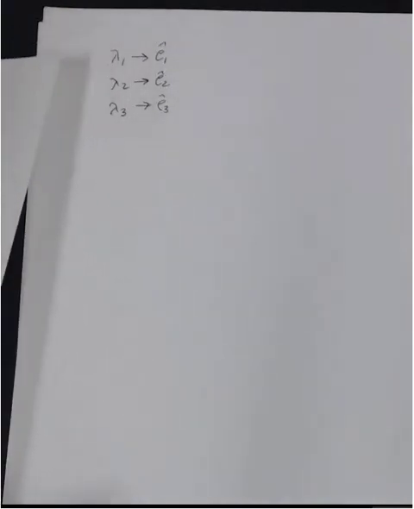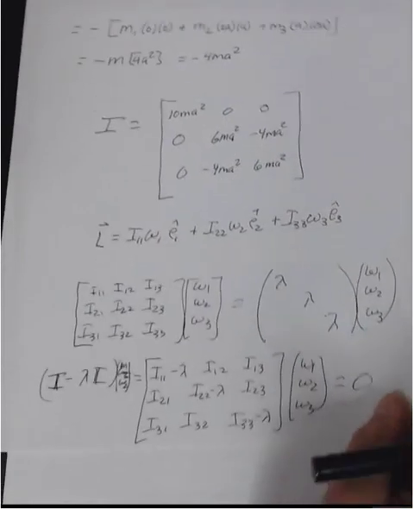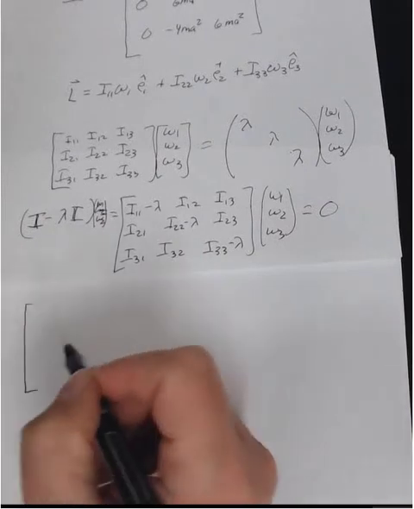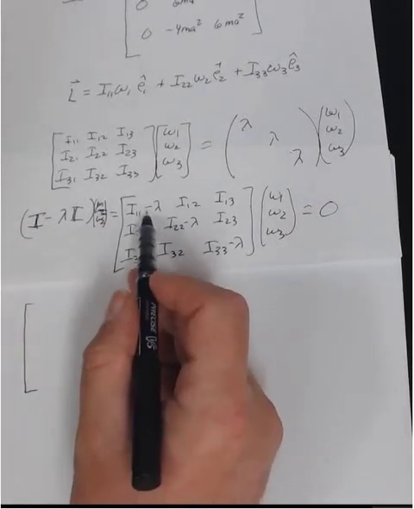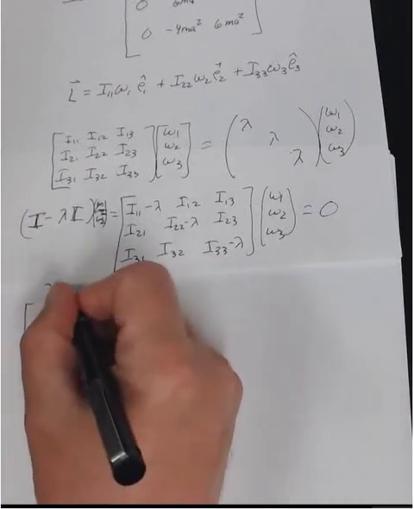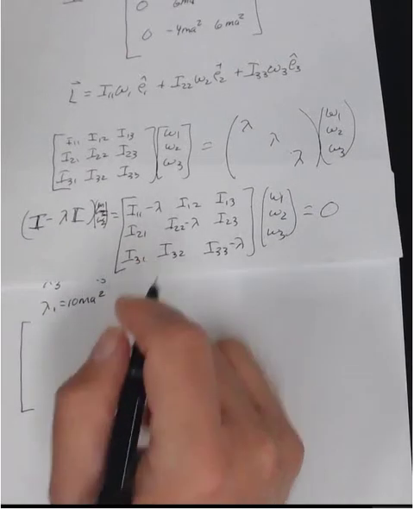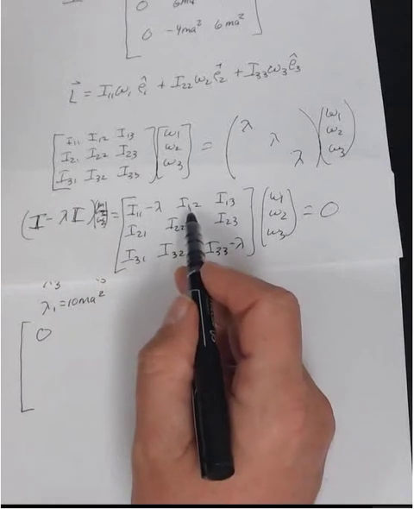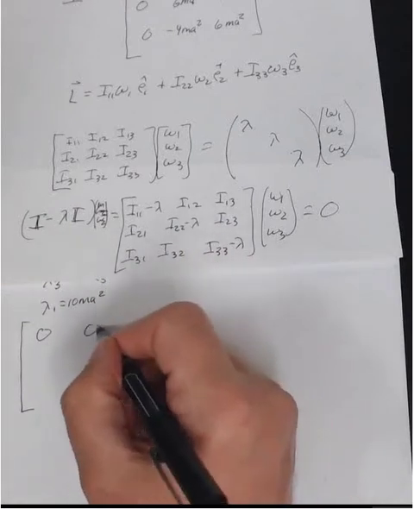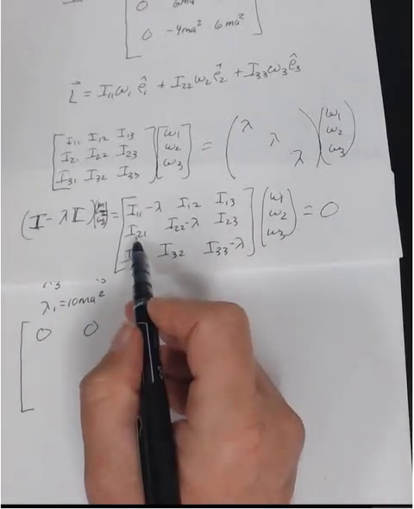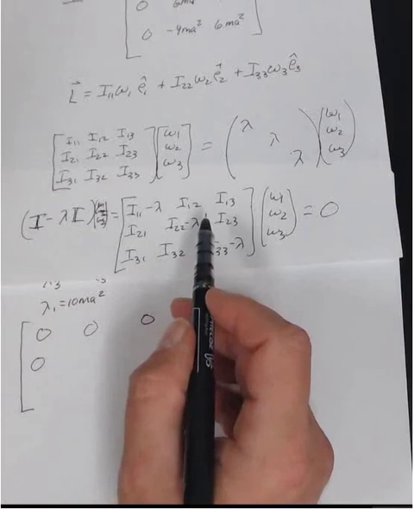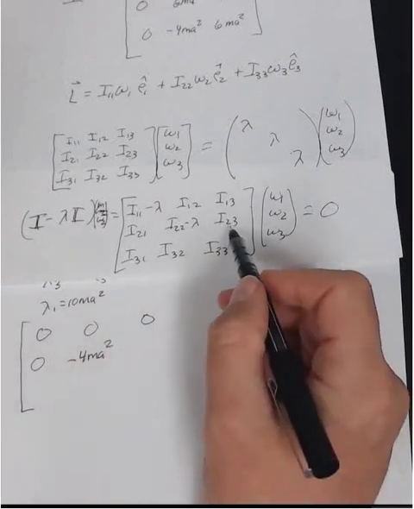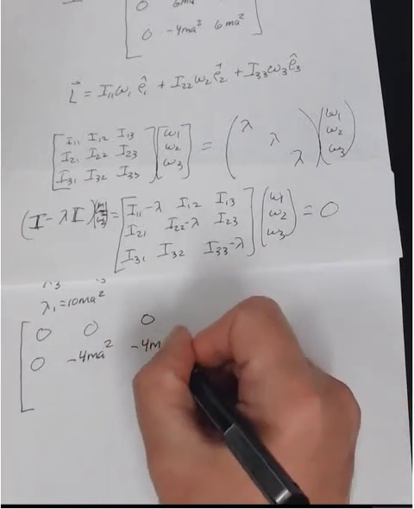So let's go back to that. Let me move this up and look at this. Lambda 1 was 10 ma squared, so I'm going to use lambda 1, which is 10 ma squared. So 10 ma squared minus 10 ma squared is 0. This one was 0 already, and that was 0. This was 6 ma squared, so minus 10 ma squared gives me negative 4 ma squared. This was negative 4 ma squared already, so it just leaves that.